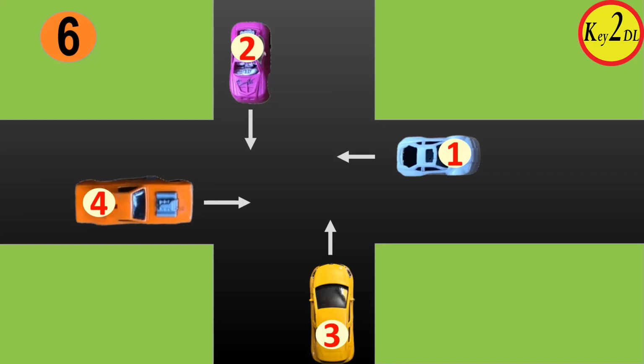Why no right hand rule in this? Because all 4 are there, so everybody is to the right hand of another one, right? Then it will become a deadlock. Yeah, it's a deadlock actually. The right hand rule is there, but it will not work in this situation.